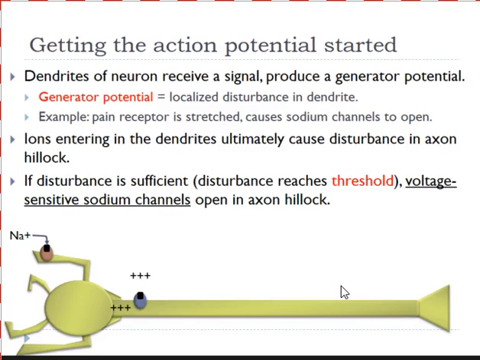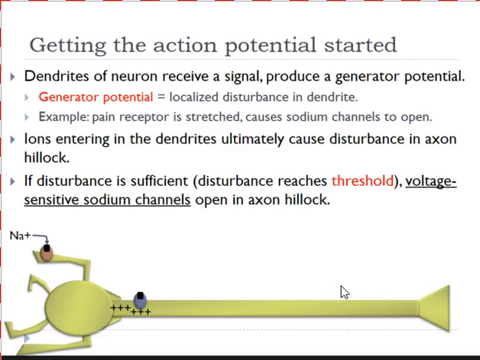When they open, they may allow additional sodium ions to come in. So here's some different sodium ions that we're circulating around over here. They may start to enter into the interior of this axon. And when that happens, that's going to cause a big change in the membrane potential in this spot out here on this axon.